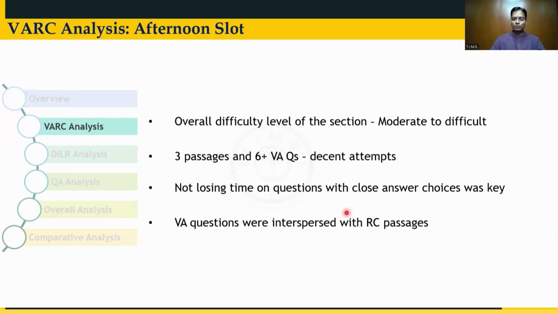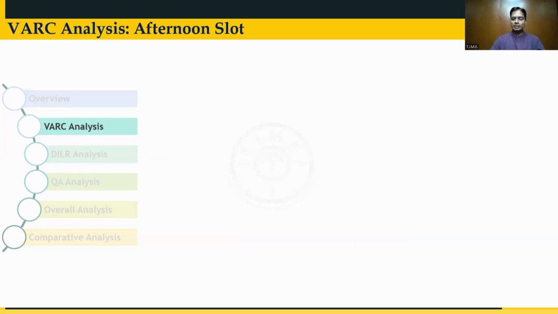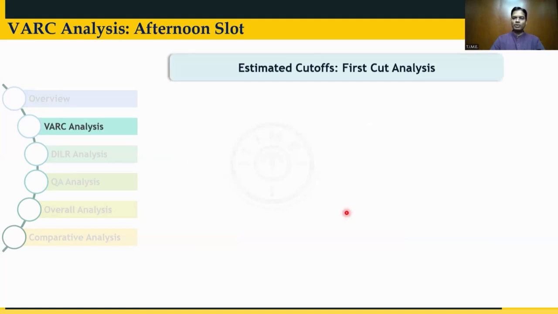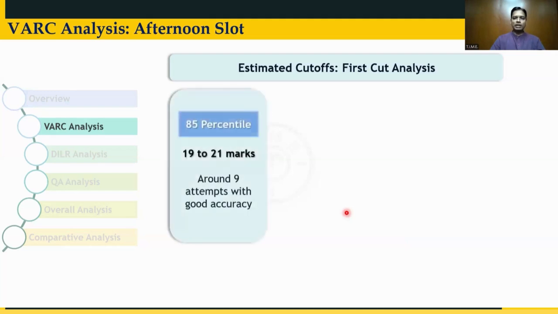So let's hope that you did it well and did not face too much of a problem in terms of this reorganization of questions. Now let's look at the estimated cutoffs. In our first cut at it, we have estimated that an 85 percentile in this section would need about 19 to 21 marks. And that's just about 9 attempts with decent accuracy, maybe 1 or 2 mistakes. So you should be crossing 85 percentile.